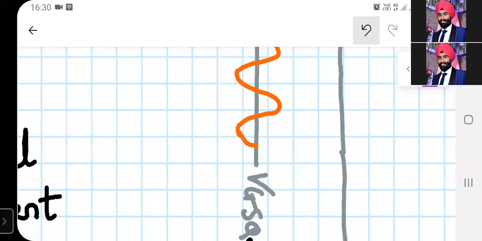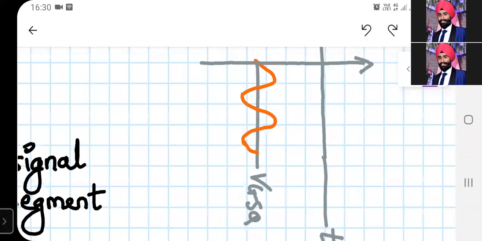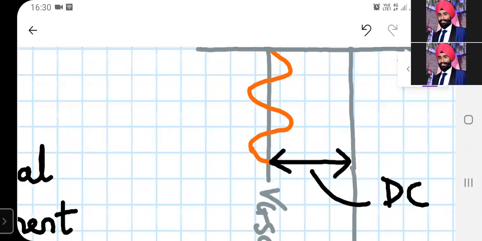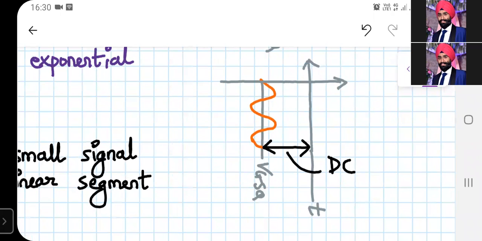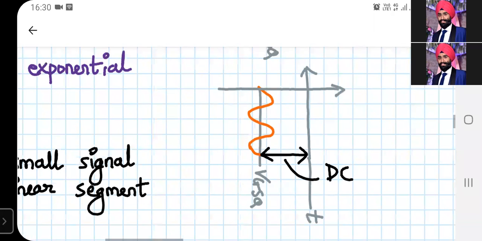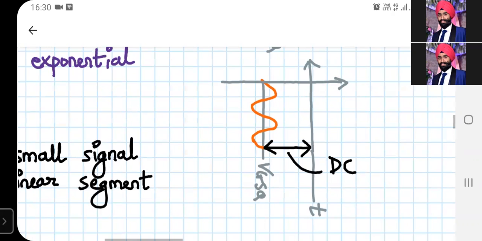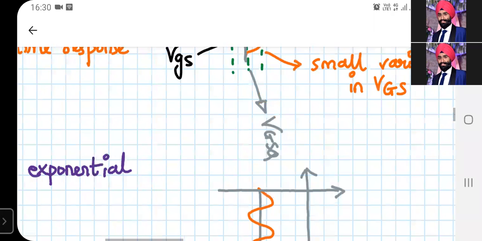So in this, let me mark, in this curve, this much is the DC. And this variation, the height of this orange color sinusoidal mic signal, is my AC. So that's why I have combined AC plus DC. So this small AC signal is superimposed with the DC, and it is applied to the JFET. So what will the JFET do?